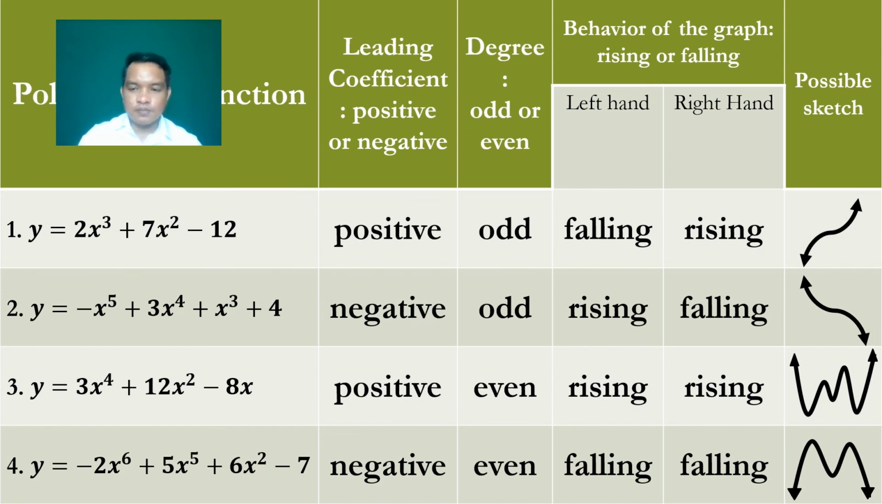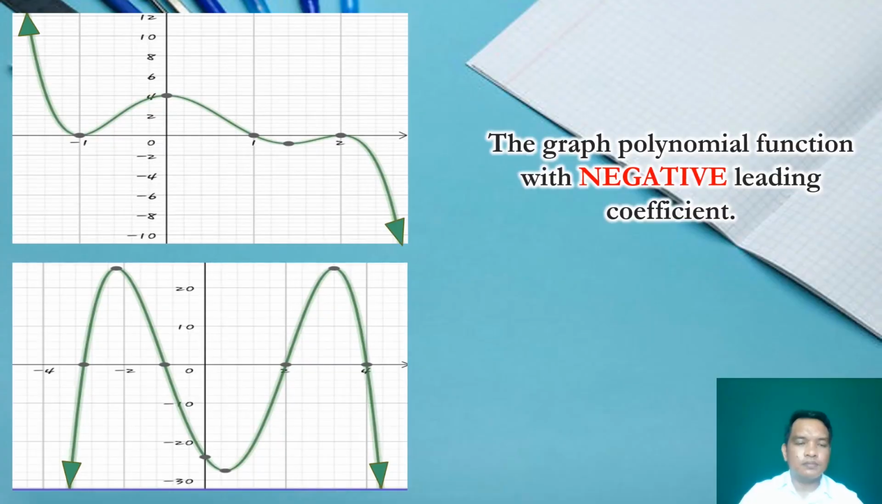Pero bago, hayaan mong tapusin ko ang lesson nito sa isang paalala. These are the graphs of a polynomial function with negative leading coefficient. So, itong dalawa. Anong papansin natin? Ano nga kapag may negative leading coefficient? It is always falling to the right.